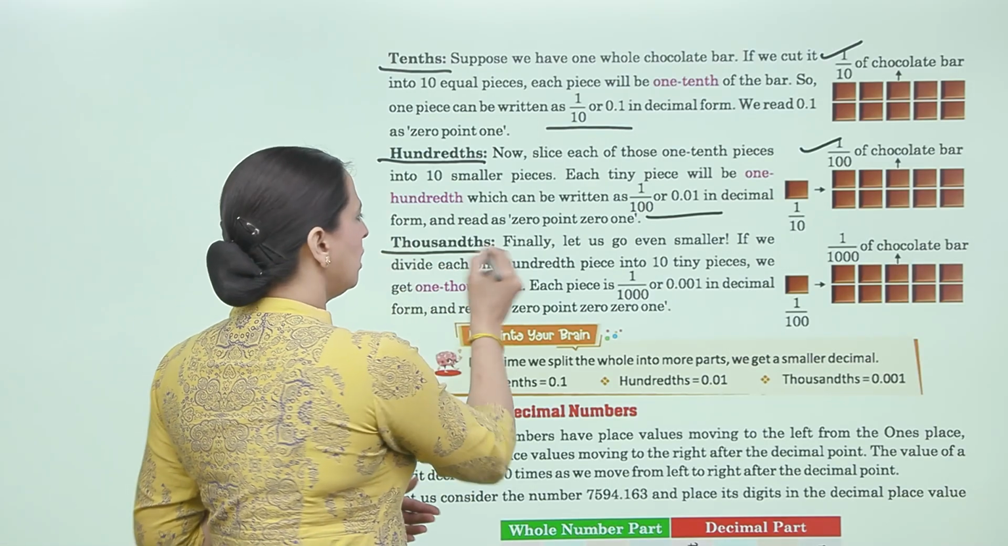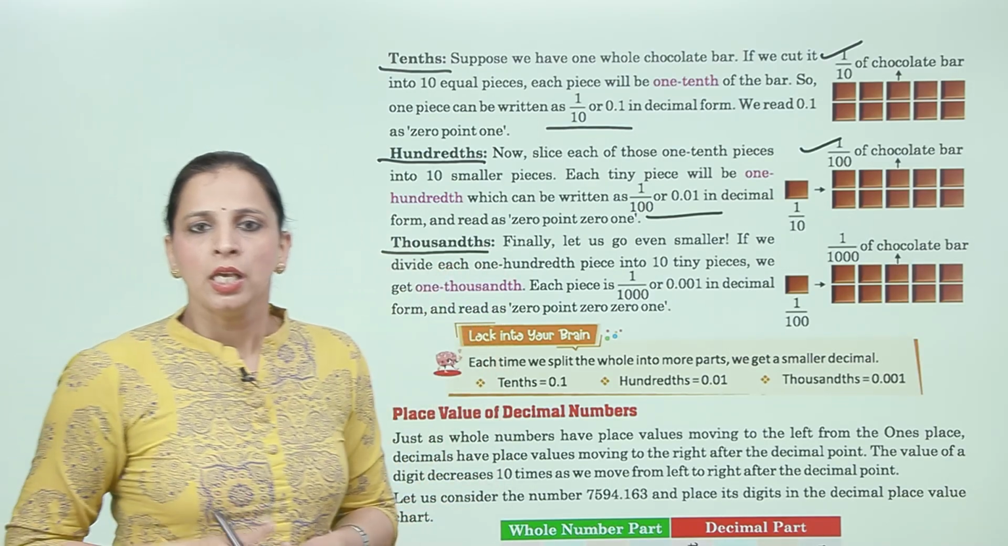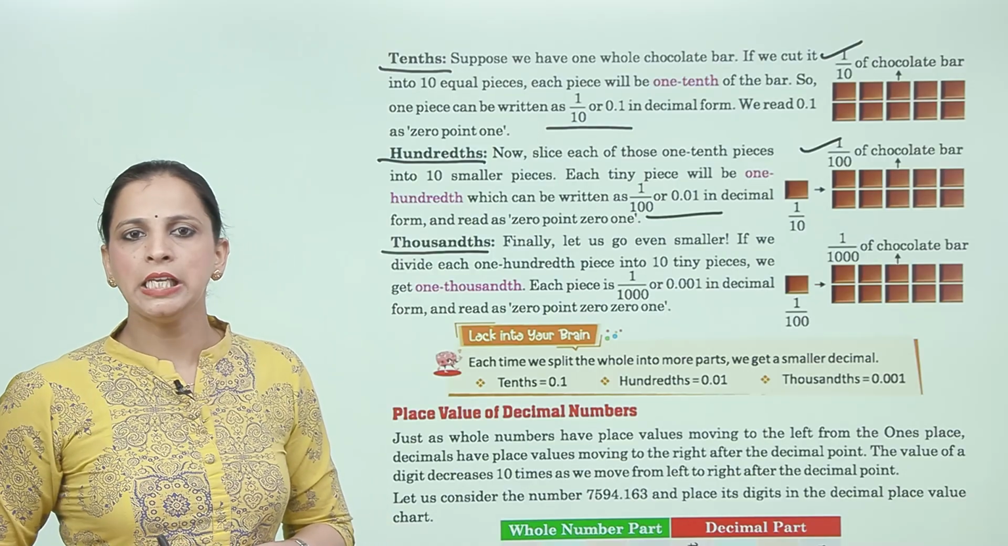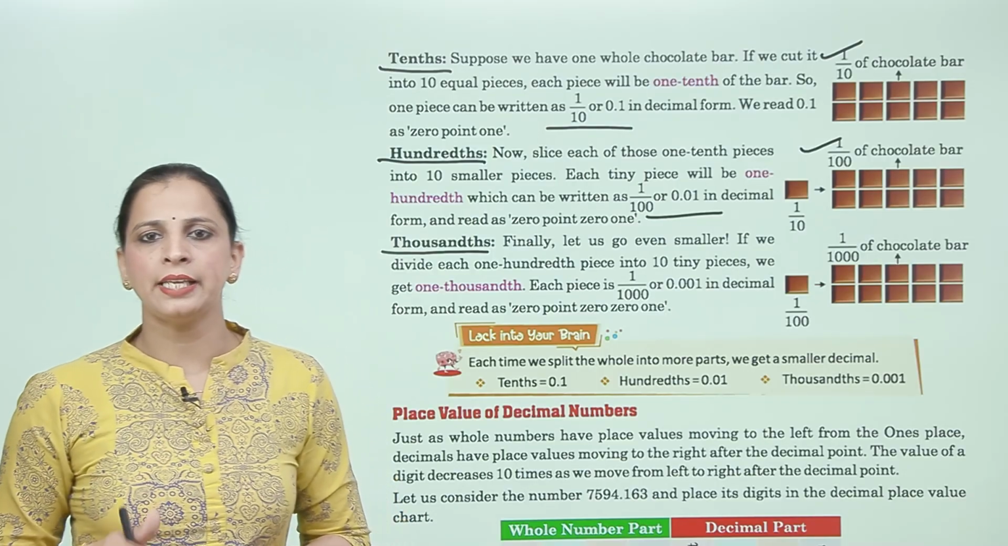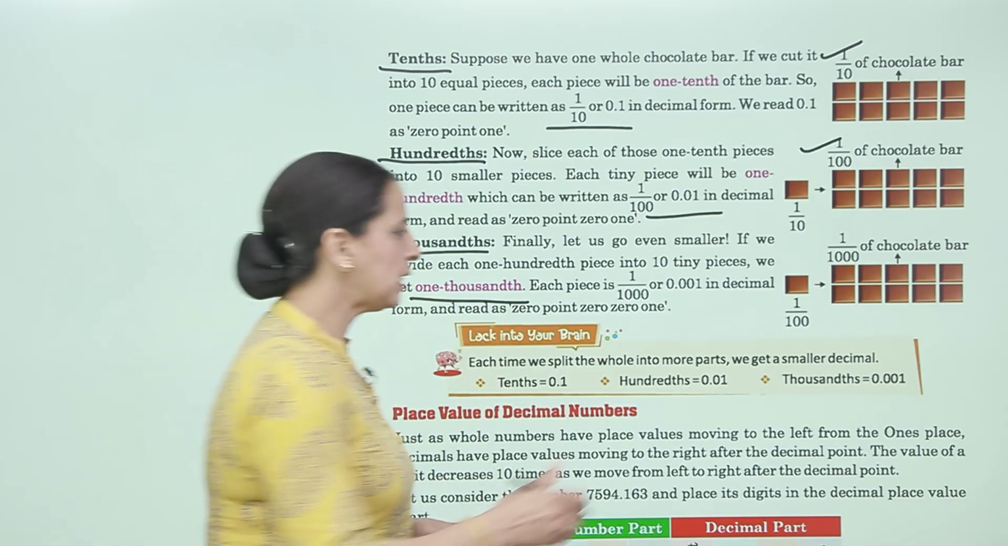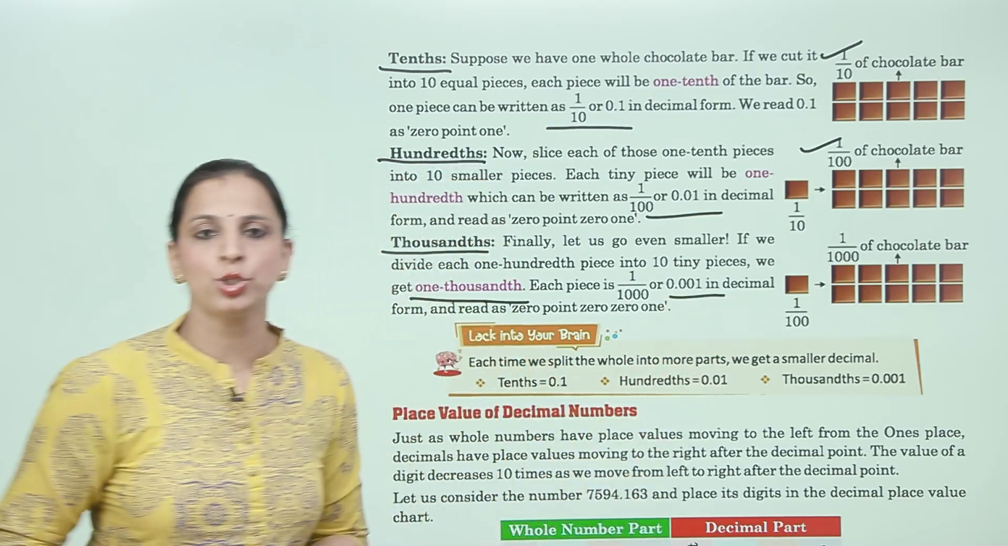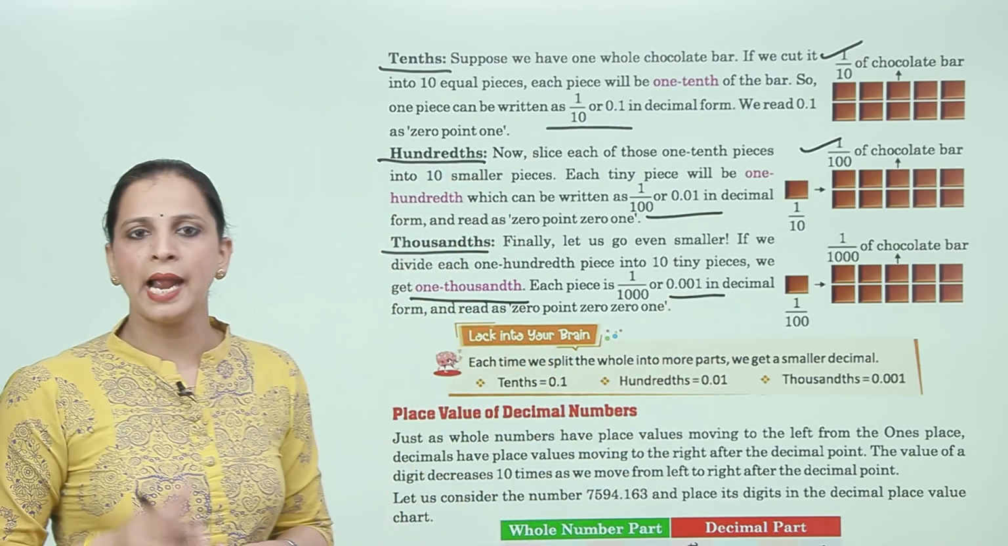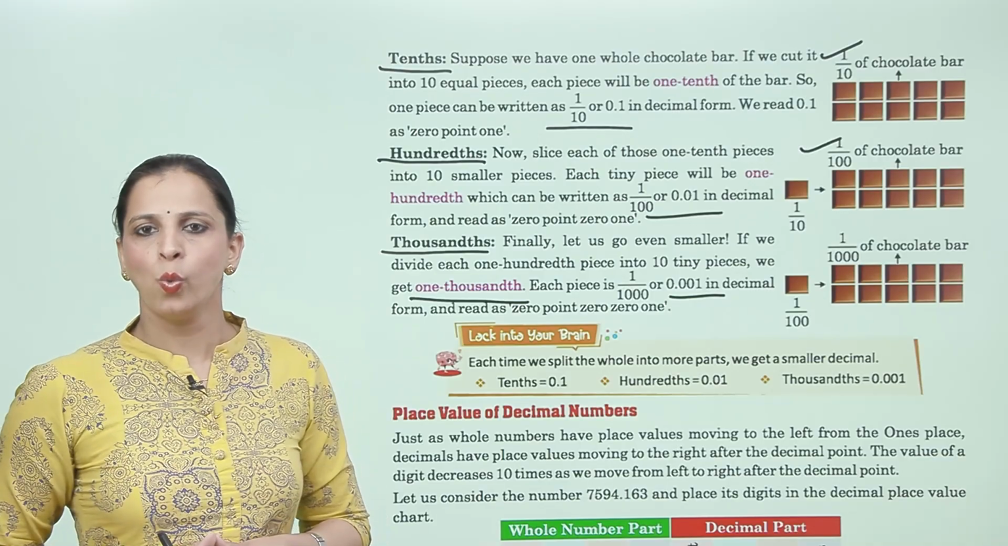Now, thousandths. Finally, let us go even smaller. If we divide each hundredth piece into 10 tiny pieces, we get one thousandth. Each piece is 1 by 1000 or 0.001 in decimal form and read as 0.001.